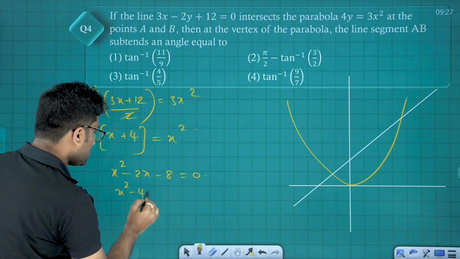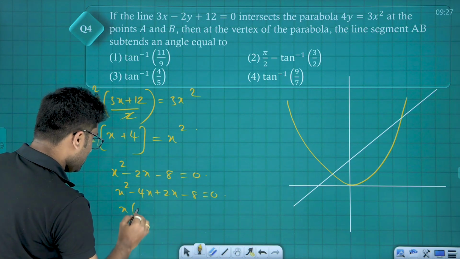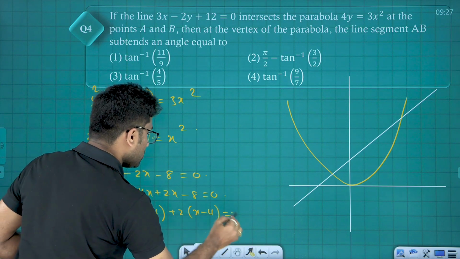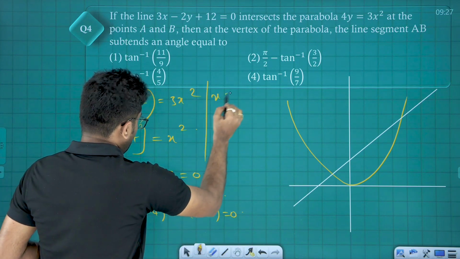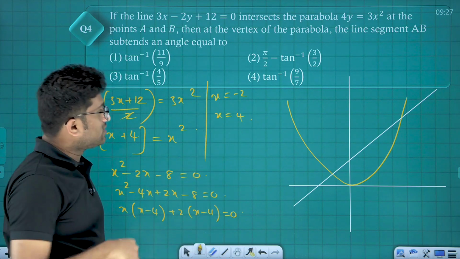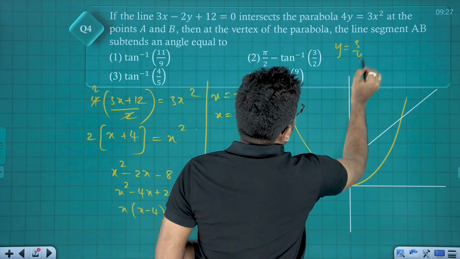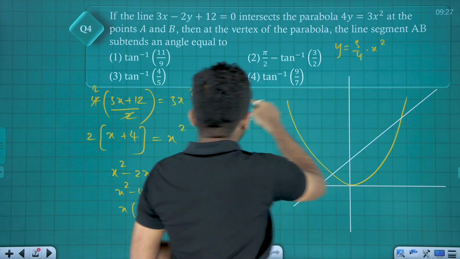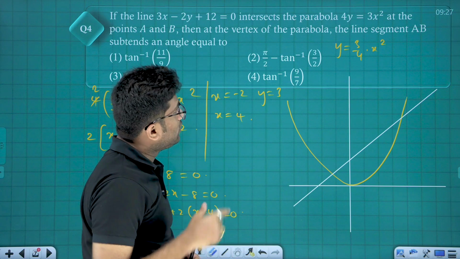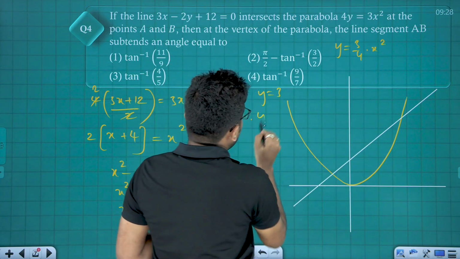x square minus 4x plus 2x minus 8 is equal to 0. x of x minus 4 plus 2 of x minus 4 is equal to 0. x is equal to minus 2, x is equal to plus 4. If x is minus 2, what is y? y is equal to 3 by 4 into x square. x square is 4, so y is equal to 3 in this case. If x is equal to 4, 4 square is 16, 16 by 4 is 4, 4 times 3 is y is equal to 12.